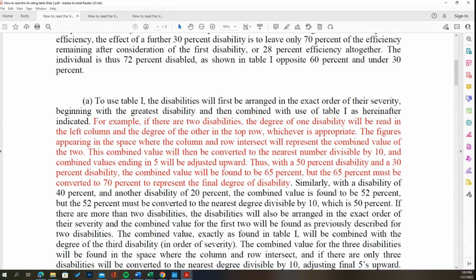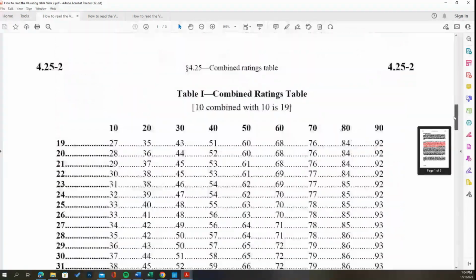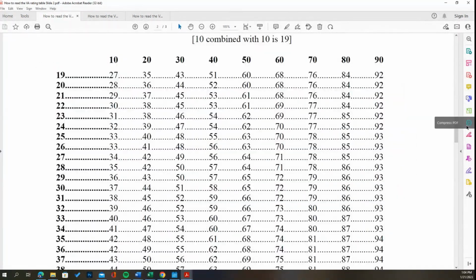Okay, so the first example that I'm going to go over is this example they give you. You have one disability at 50 and the other disability at 30. So here we go. And this is about to get real interesting. Okay. So now this is the VA combined rating table. On the left, you can see the left column that they said is highlighted, is in bold: 19, 20, 21, 22, 23, 24, 25, 26, 27. That is the left column. Okay. Keep that in mind.